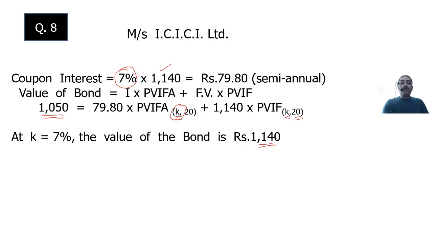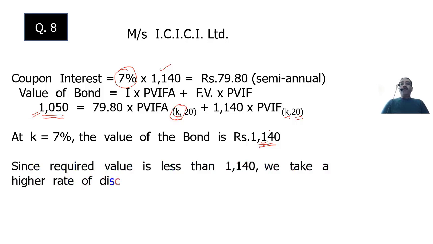I want 1050. I want this figure. But I'm having 1140. So I want to reduce this 1140. How to reduce? By taking a higher discounting rate. So I say, since required value is less than 1140, we take a higher rate of discount. So higher rate means what? I will take 8%. 8% semi-annual. That means annual 16%. So I say, consider K is equal to 8%, 16% per annum.